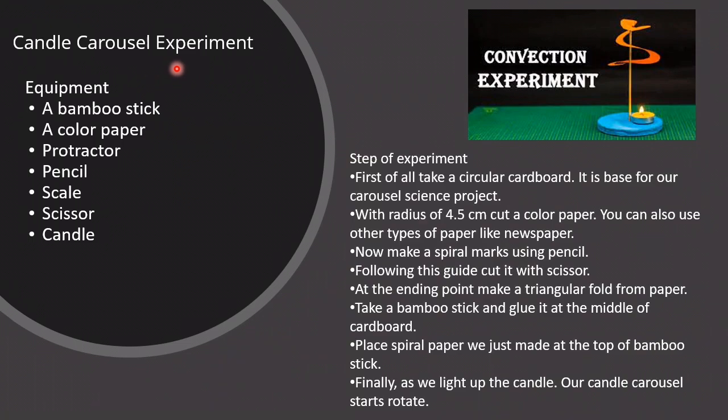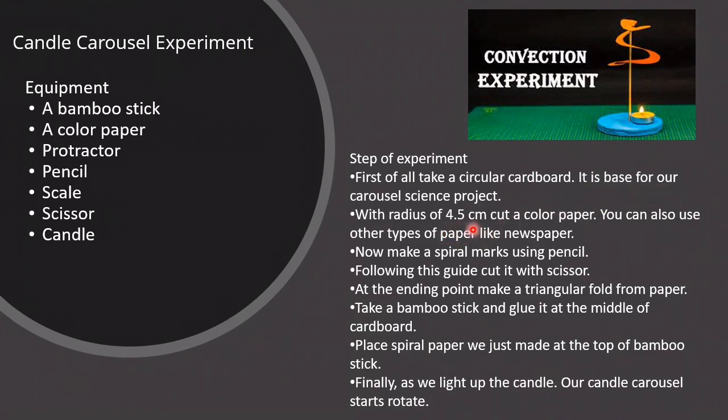Okay. Next, for the experiment of the candle carousel, the equipment we need is a bamboo stick, color paper, protractor, pencil, scale, scissors, and candle. First of all, for the steps of the experiment, take a circular cardboard as a base for our carousel project.